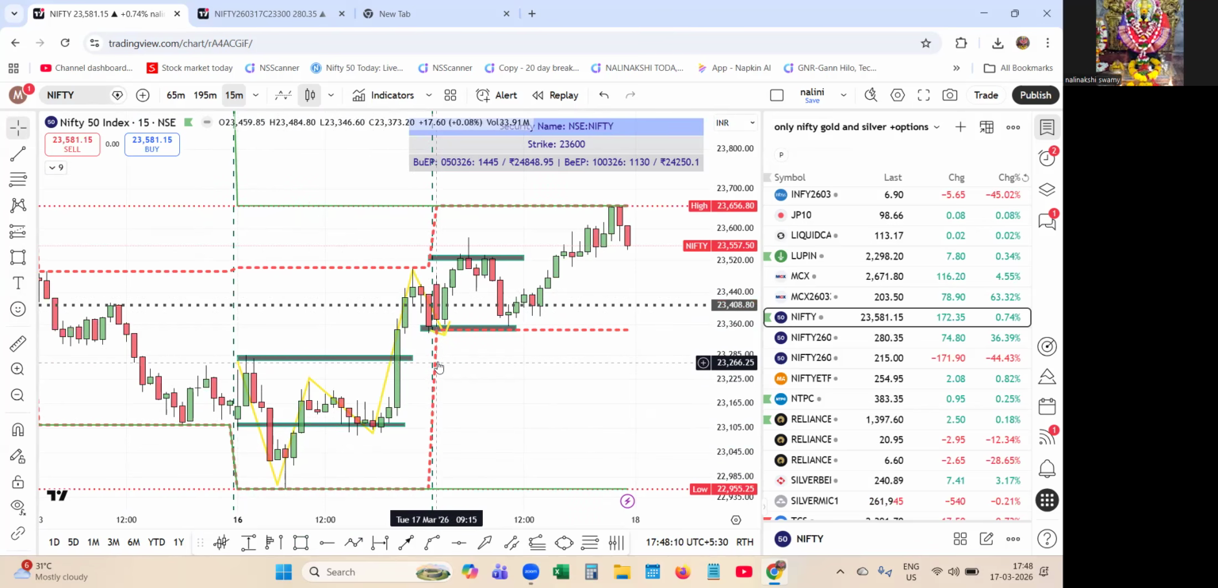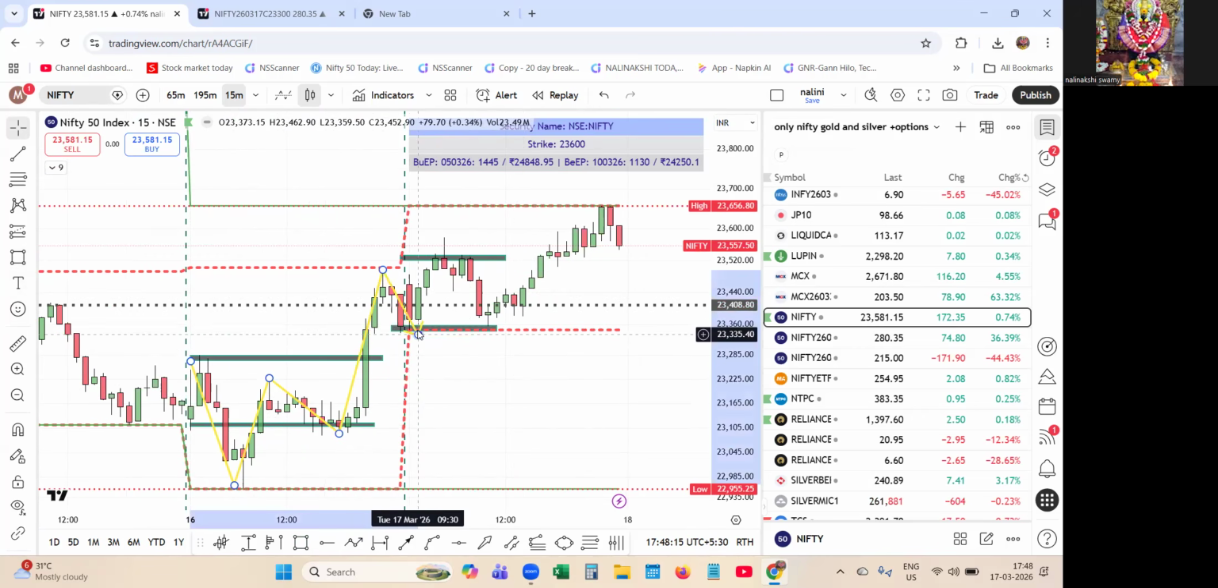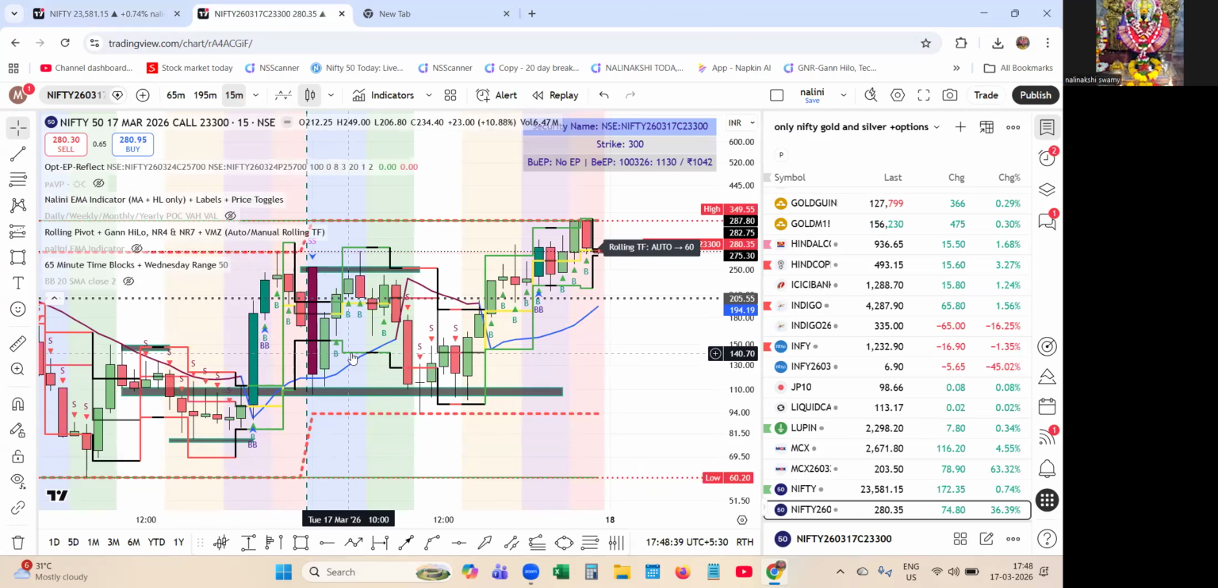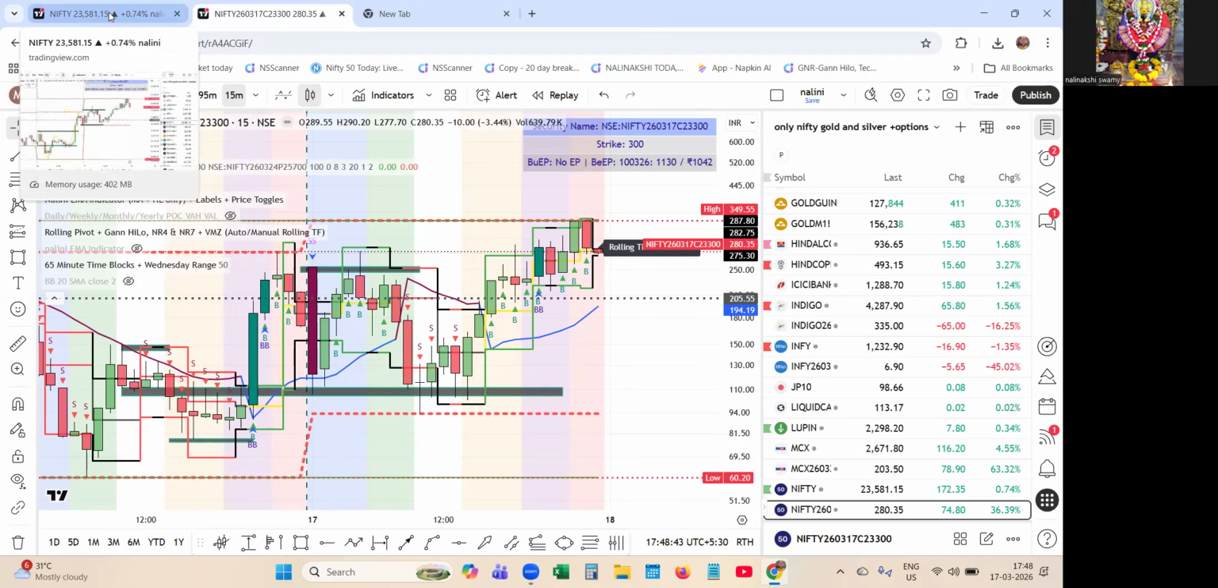It can either come to this level and retest, or sometimes the market will come down to retest that level and then start moving. So when my bias was positive, I just put the in the money or at the money call option, because they will mimic the underlying very properly. I'll show you the same thing on the 23,300 call option. I'll immediately keep it in my watch list.